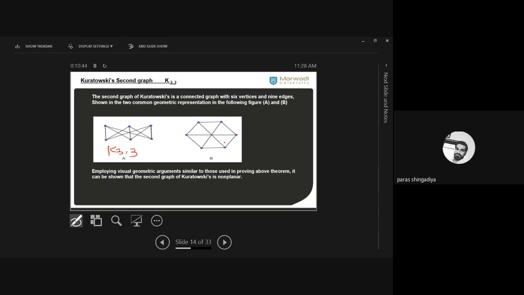Is it clear? So one of the questions is given in the assignment, for practice: why K33 is non-planar.